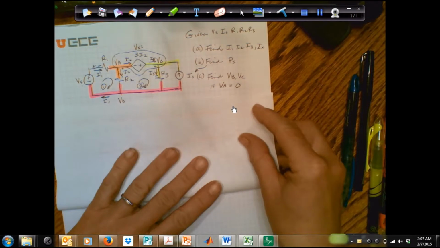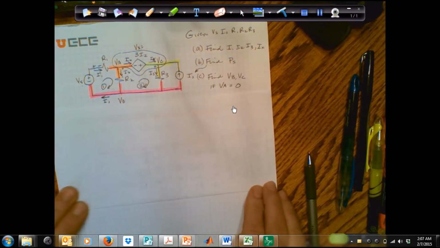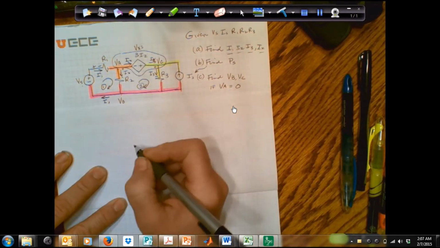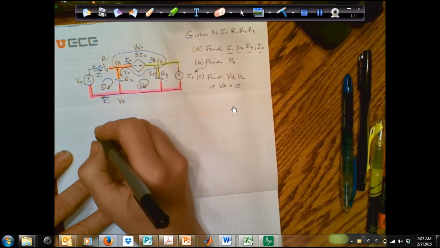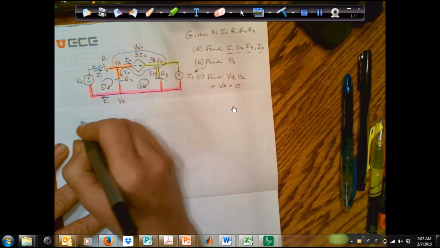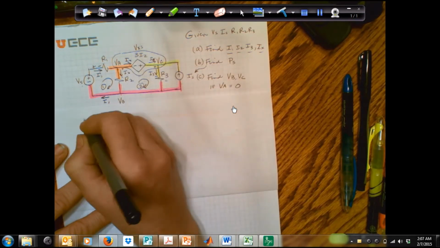Just flip this over. Okay, now I know I1, I2, I3, and Ix. I also know my resistances. So the next thing I'm going to do, remember I used my Kirchhoff's law to get those. Now I'm going to use Ohm's law to find the voltage difference.